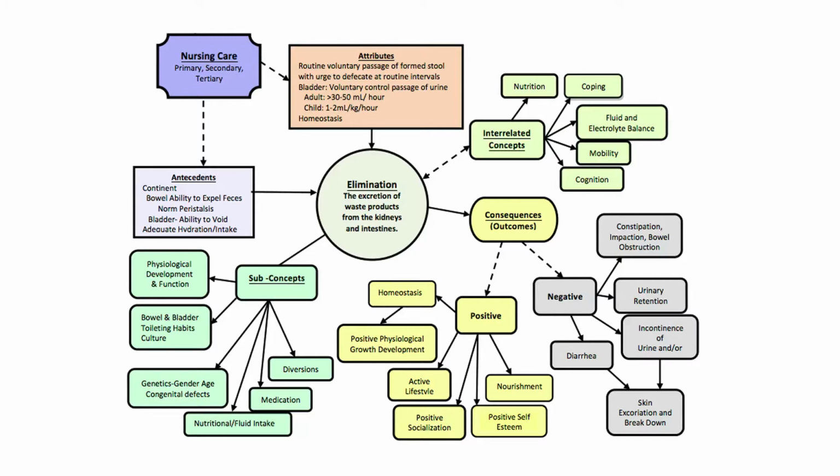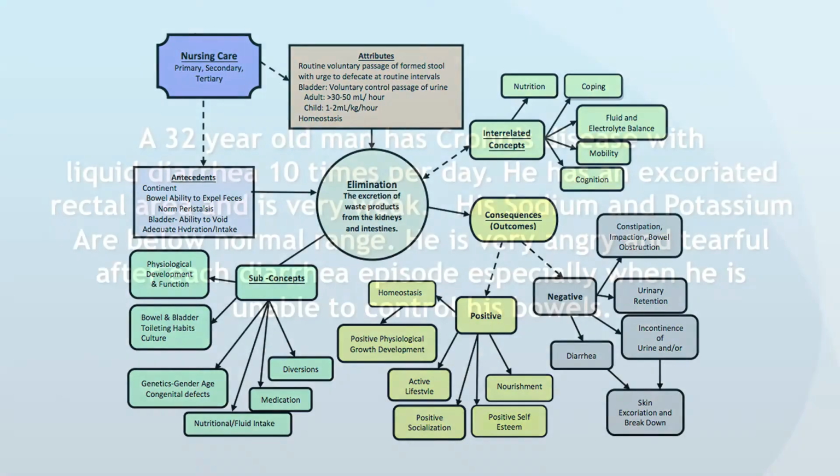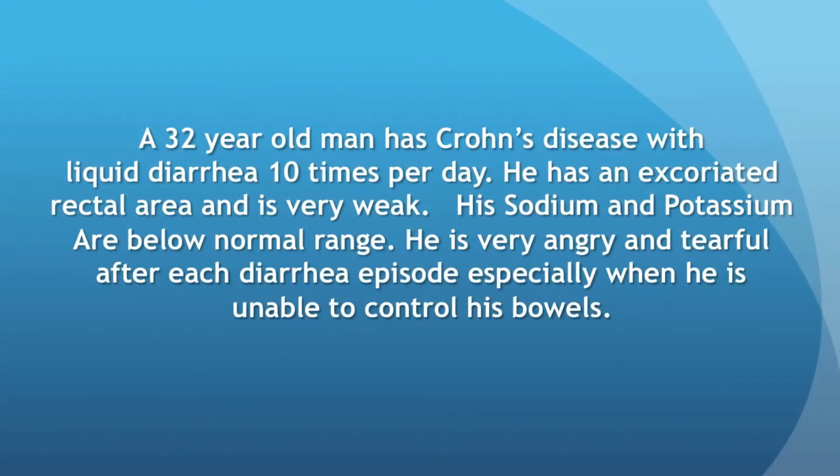So next we're going to look at two patients who both are involved with the elimination concept, but they're a little bit different in the variation of what's going on with them. Say a 32-year-old man has Crohn's disease with liquid diarrhea. It doesn't matter whether you know what Crohn's disease is or not, the description will get you all you need to know. This person has liquid diarrhea 10 times a day. He has an excoriated rectal area and is very weak. His sodium and potassium are below normal range. He is very angry and tearful after each diarrheal episode, especially when he is unable to control his bowels.